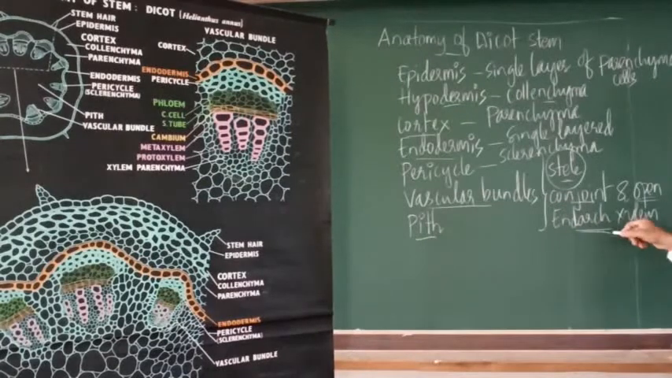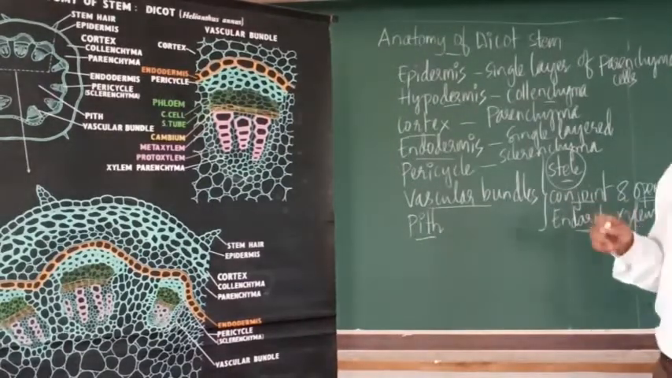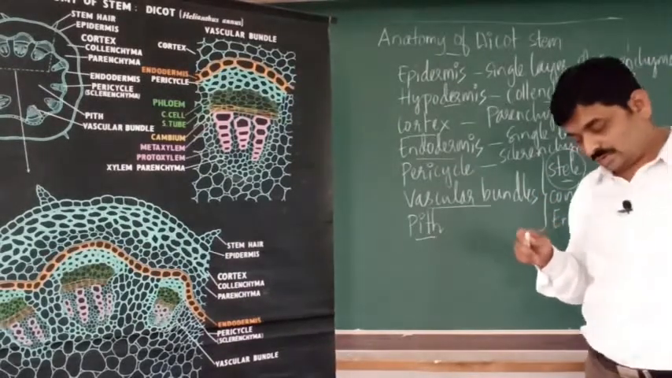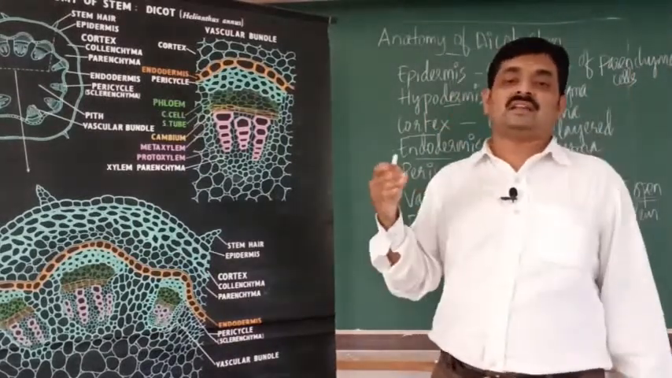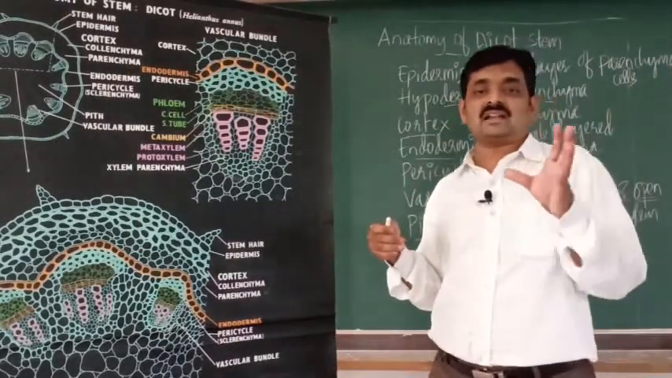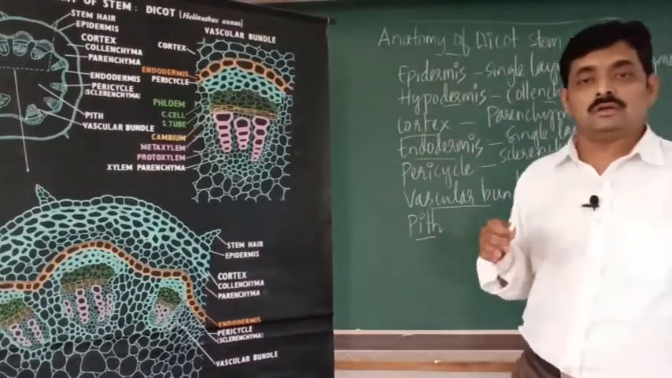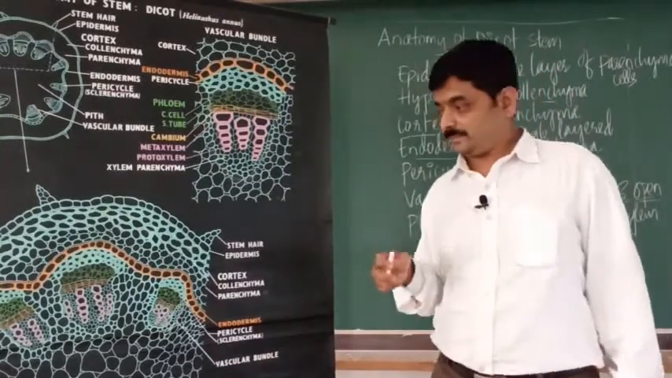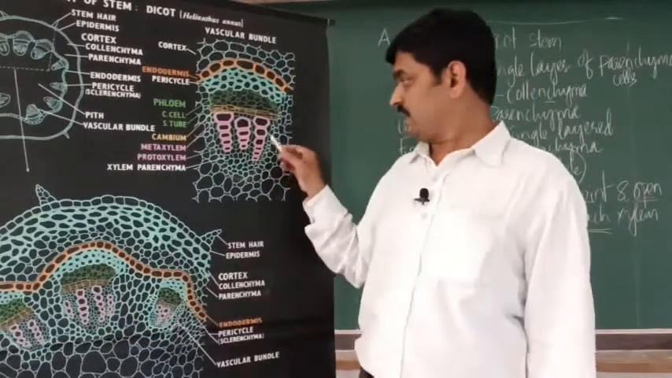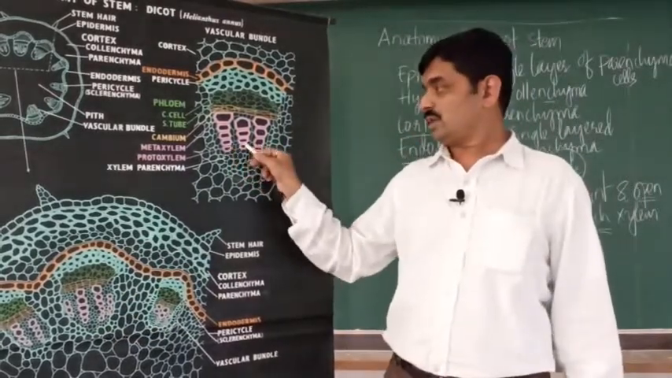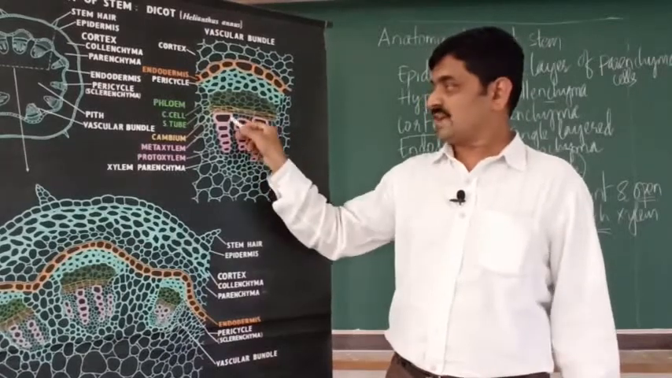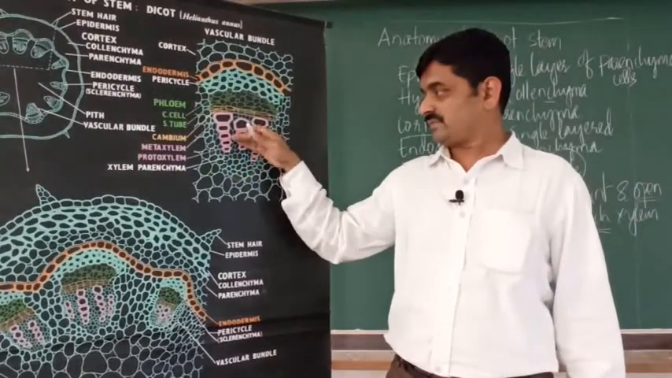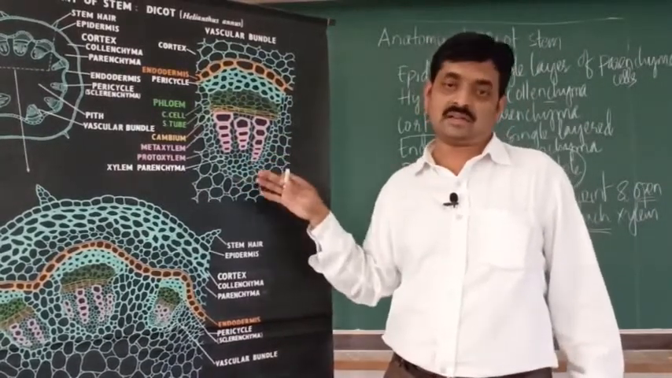Then the xylem is endarch. It is endarch because the protoxylem faces the center. In the previous video we discussed exarch and endarch xylem. They are classified on the basis of the position of the protoxylem. Here the protoxylem is clear. These smaller vessels are protoxylem. These larger vessels are called metaxylem. So protoxylem is facing the center, so xylem is endarch.